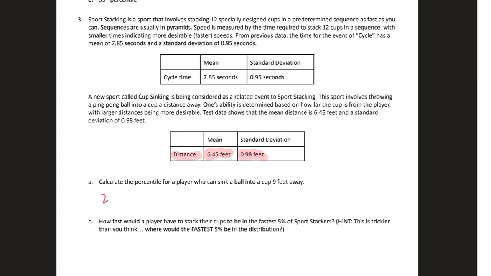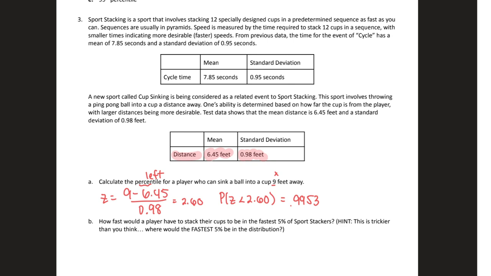So first we need to find the z-score, which is going to be x. This is x. So 9 minus the mean, 6.45, divided by the standard deviation, 0.98. And that gives us 2.60. And now we need to find that in our z-score table. So the probability z, and since it's percentile, that means the area to the left. That means we could just look that up in our table, and we get 0.9953.